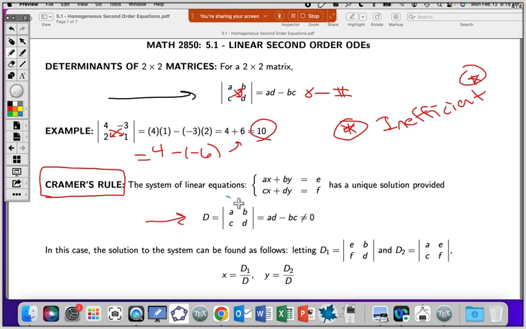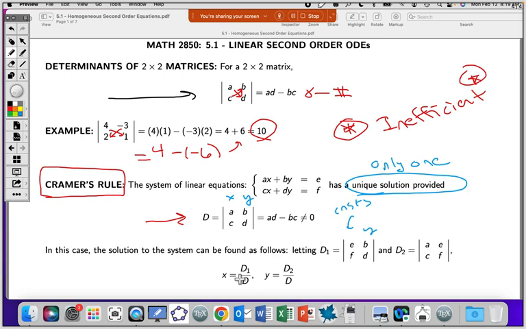The way you get it is the first column is the coefficients of x, and the second column is the coefficients of y. So as long as the determinant isn't 0, not only is there an answer, there's a unique answer. Unique, remember, means only one solution. And the way you can use determinants to get that solution is we take this d, and for d1, we replace the x column with the constants, and then we keep the y column, the coefficients of y.